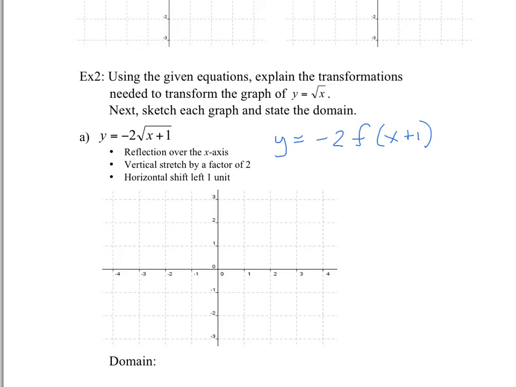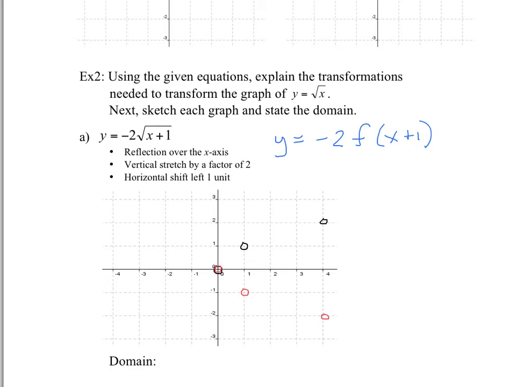Okay, so now we have to perform these transformations, right? So I'm just going to draw open dots to represent our original function. So our original function passes through these 3 points. That's our radical function. Okay, so the first transformation is the reflection over the x-axis. So these would be our resulting points. That would be first transformation.